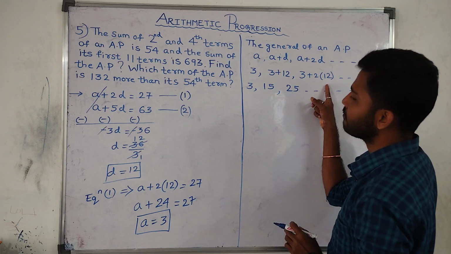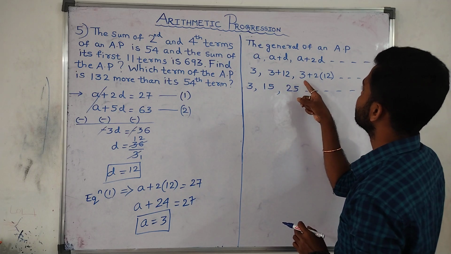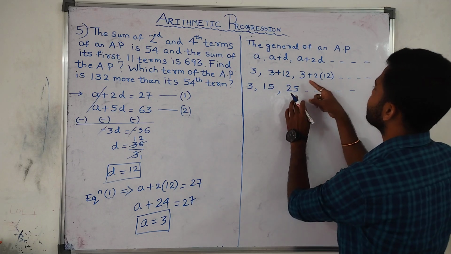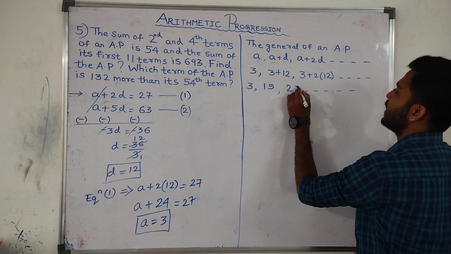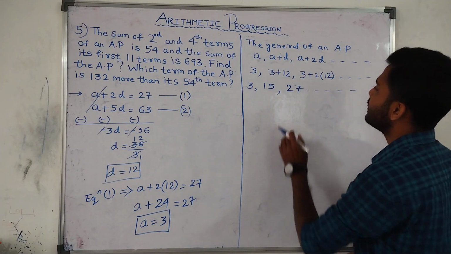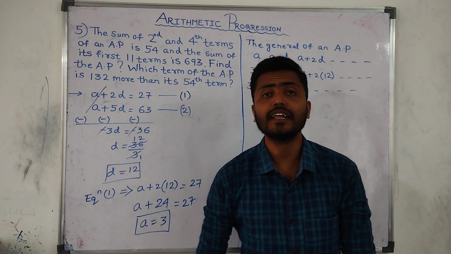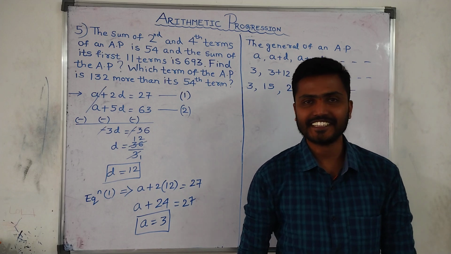Okay, 12 times 12, right? Yes. 3 plus 12, then yes, 12 times 2 is 24. 24 plus 3 is 27. My bad. This is going to be 27. Okay. So 3, 15, 27 and so on. This is going to be our arithmetic progression.